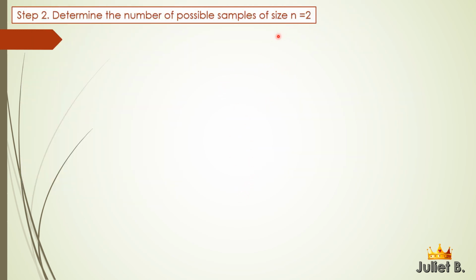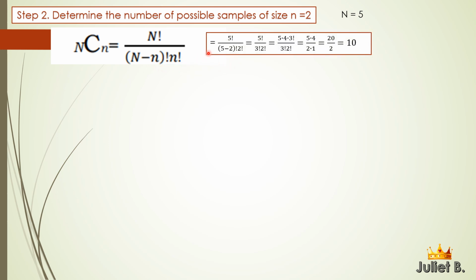So, una, pagdating sa sampling distribution of the sample mean, is to determine the number of possible samples of size 2. Nakastate naman niya sa problem, the population size is 5. For us to determine that, we'll use the combination symbol. So, mangyayari ay equal to 5 factorial divided by 5 minus 2 factorial, 2 factorial. So, copy ulit yung numerator na 5 factorial, tapos 5 minus 2 factorial ay 3 factorial, 2 factorial.